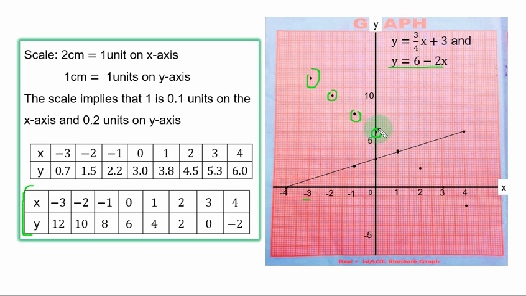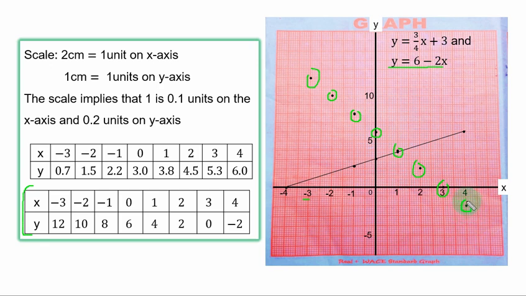When you have 1 for s, y is 4. That is somewhere here. When s is 2, y is 2. When s is 3, y is 0. You plot that point directly on the s axis. When s is 4, y is minus 2.